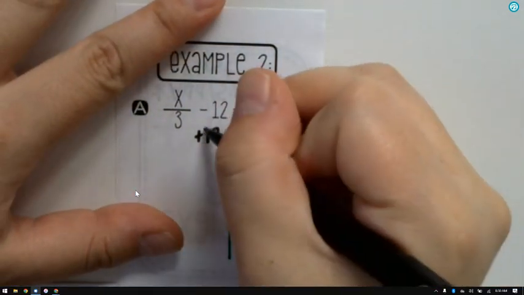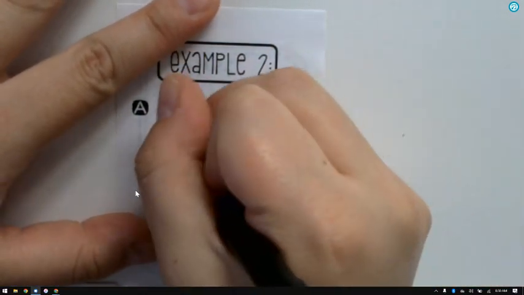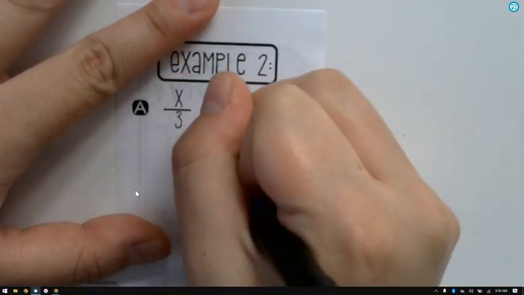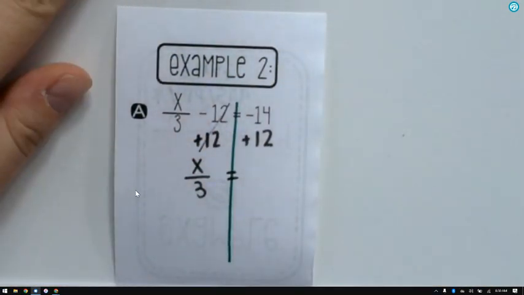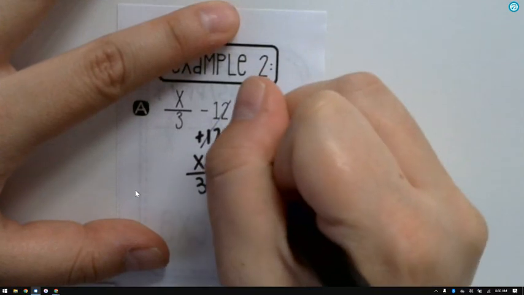This negative 12 plus 12 cancel out. So I've got x over 3 equals, and then negative 14 plus 12 is negative 2.